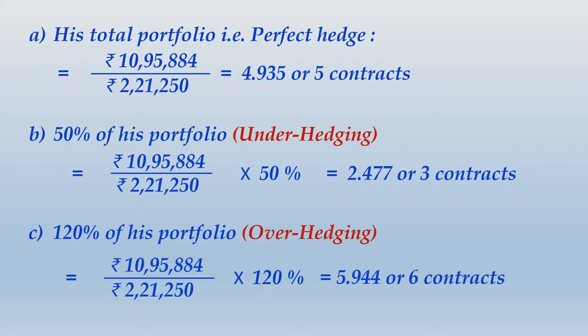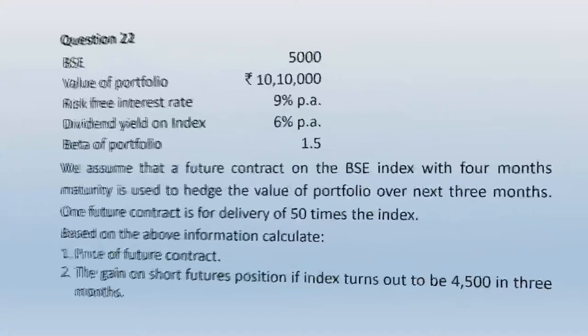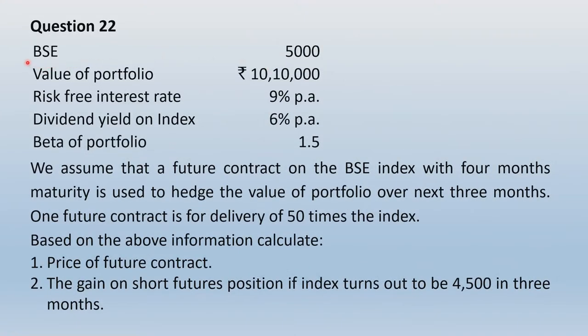Alright friends, once you have completed this much and you are clear with this, we move ahead and take up one more example given in question number 22. Look at this. The question gives you BSE 5000, value of portfolio 10,10,000, risk free interest rate 9%, dividend yield on index 6%, beta of portfolio 1.5. Now first of all, we assume that a future contract on the BSE index with 4 months maturity is used to hedge the value of portfolio over next 3 months.